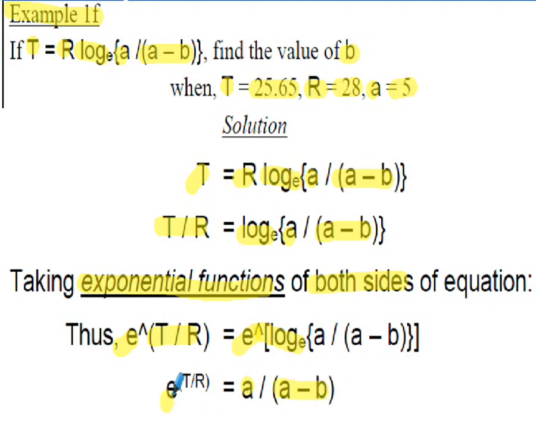On the left hand side I get e to the power of t divided by r. So note that the e in the ln function, the log to the base e in this case, have cancelled each other out here on the right hand side.